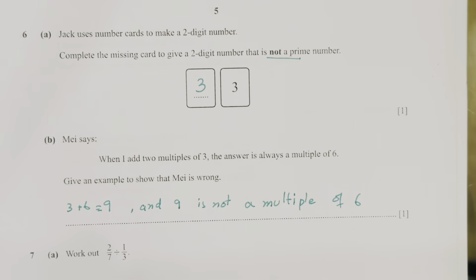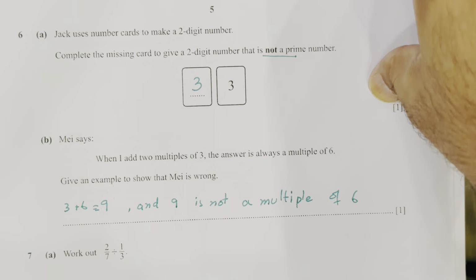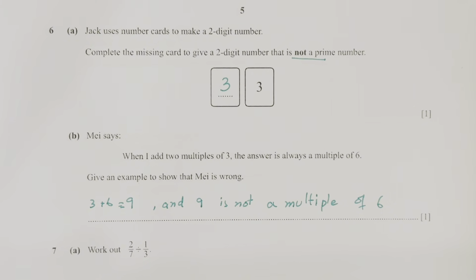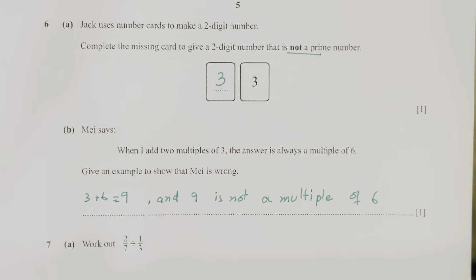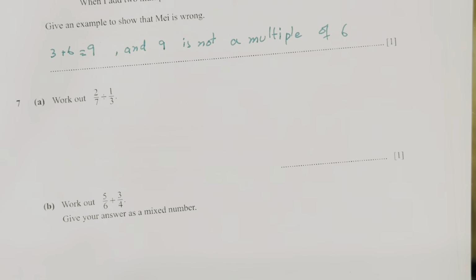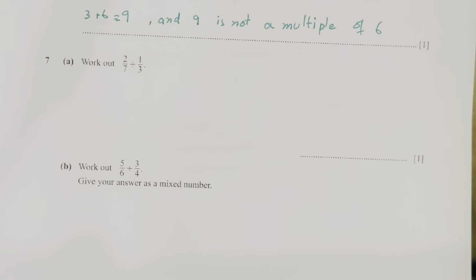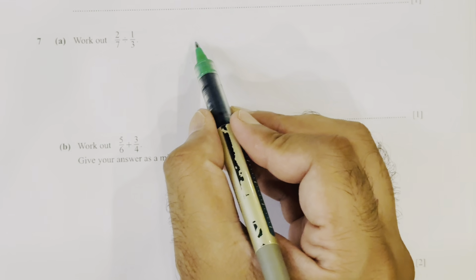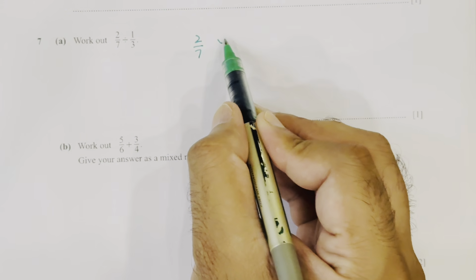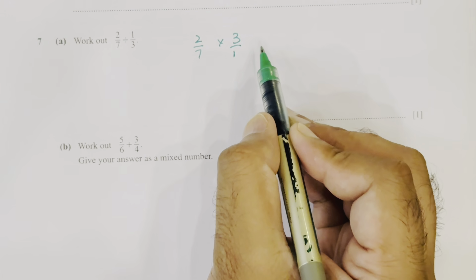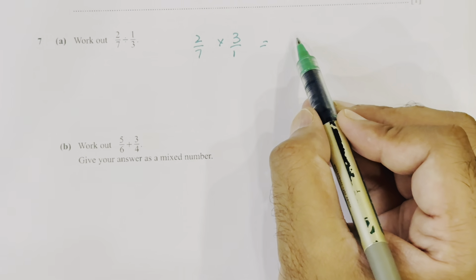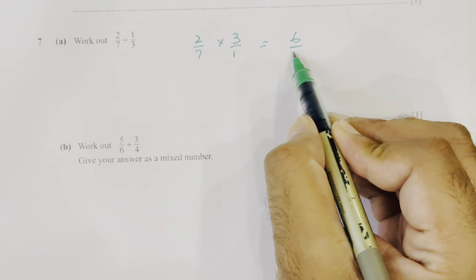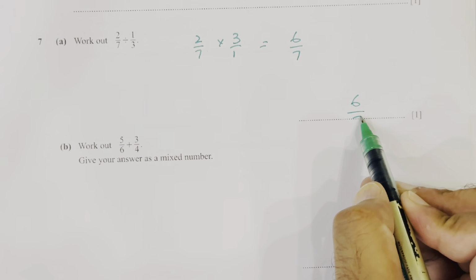Okay, next part is work out 2 by 7 divided by 1 by 3. Okay, this is a simple question. Okay, 2 by 7, then it would be 3 by 1. After solving it, it would be 6 by 7. So our answer would be 6 by 7.